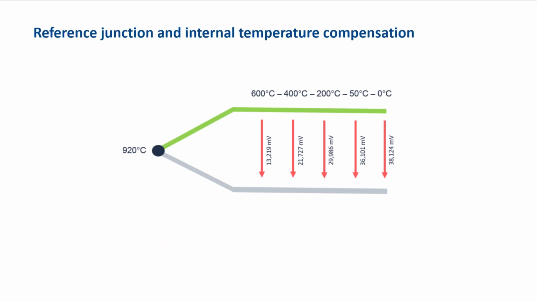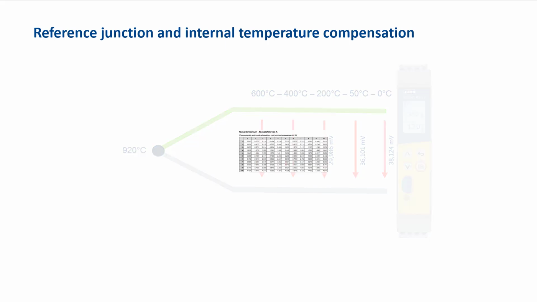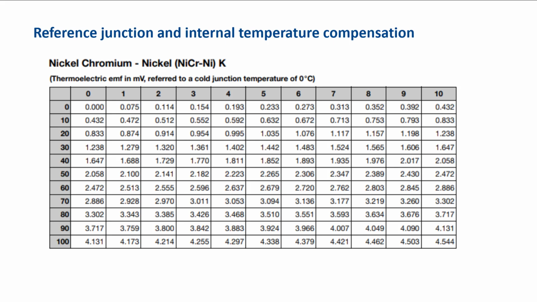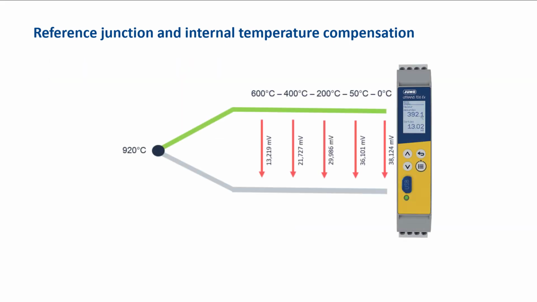The point at which the thermoelectric voltage is measured is the reference junction, and the temperature at this point is the reference junction temperature. When the thermocouple is connected to a field device, the reference junction is located at the connection terminals. The respective thermoelectric voltages for a reference junction temperature of 0 degrees Celsius can be taken from tables or calculated from formulas. This option allows the measured temperature to be determined from the measured thermoelectric voltage.